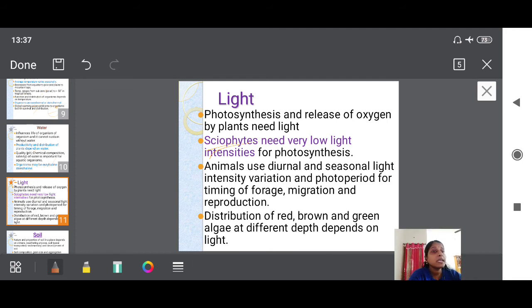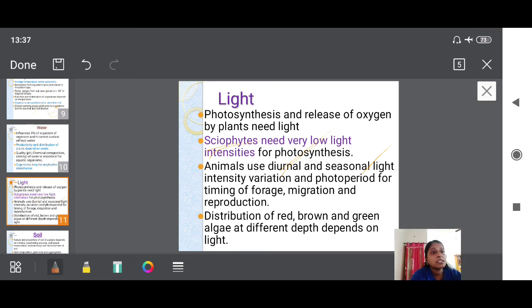Yeah, animals: diurnal, seasonal light variation. Diurnal means what? Daylight. Seasonal light intensity variation, yes, you can find in winter the intensity as well as the duration, the photoperiod, is different. Some long days, short days, like that you can find. They are playing a major role in the life of animals, okay, so these all are playing a major role for timing of forage. Forage means what? Searching for food. Okay, and for migrating from one place to another.